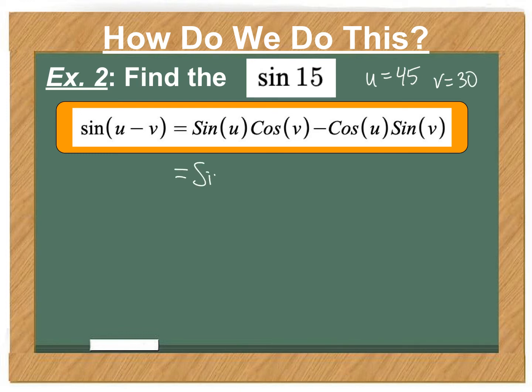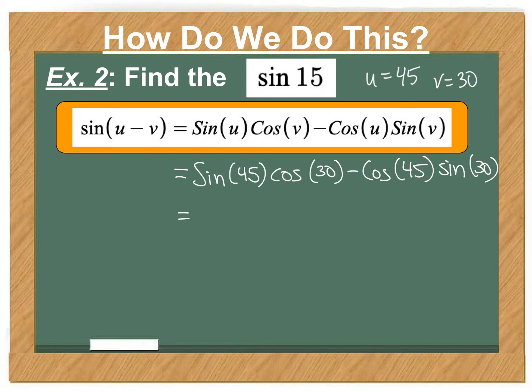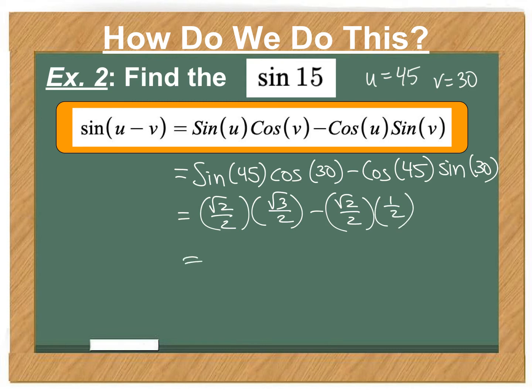So we have the sine of 45 times the cosine of 30 minus the cosine of 45 times the sine of 30. So we're going to deal with the same numbers. Sine of the medium, cosine of the small, root 3 over 2, minus cosine of the medium is root 2 over 2, sine of the small is 1/2, and we have the same numbers.